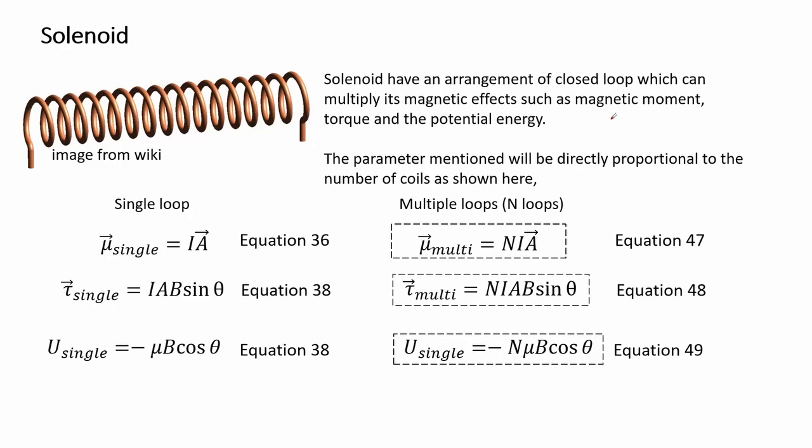Solenoids have an arrangement of closed loops which can multiply its magnetic effects such as magnetic moment, torque, and the potential energy. The parameters mentioned will be directly proportional to the number of coils as shown here. Magnetic moment equation 47, torque equation 48, and potential energy equation 49. Here they are simply a multiple of n times its single coil version.